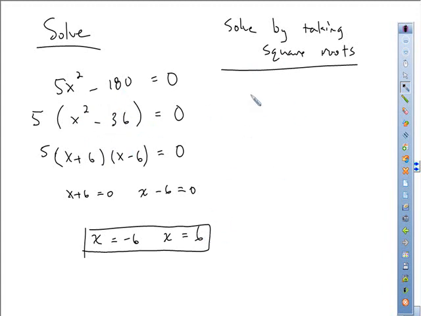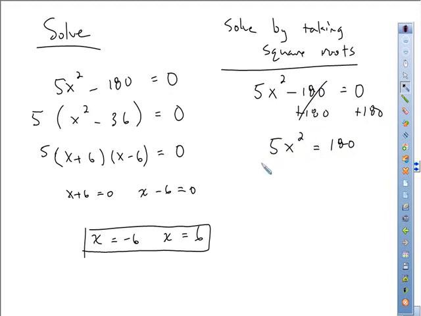Now if you're solving by taking square roots, let's say we have the same problem again. Your goal is to try and get the x squared by itself. So basically you would add 180 to both sides, so you would get 5x squared is equal to 180. And since we're trying to get x squared by itself, we're going to divide by 5. We get x squared is equal to 36.